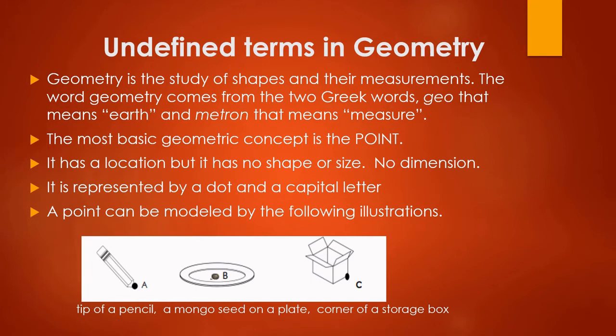Now, let us talk about undefined terms in geometry. But before that, what is geometry? Geometry is the study of shapes and their measurements. The word geometry comes from the two Greek words. Geo means earth and metron means measure. So in other words, geometry deals with the measurement of the earth.